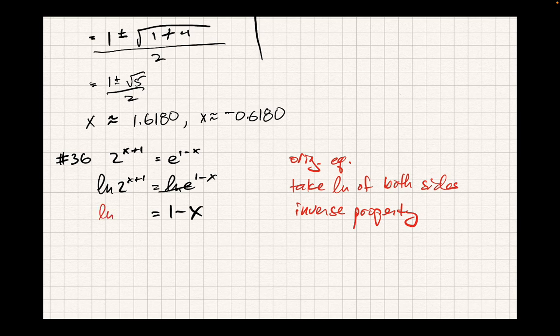And then I have ln of 2 to the x plus 1. What can I do next? Can you pull the x plus 1 to the outside? Do you want to put the x plus 1 in the front? That's what I usually do. What's that property called? It's called the exponent property. It's not called the exponent property. Logarithm property.